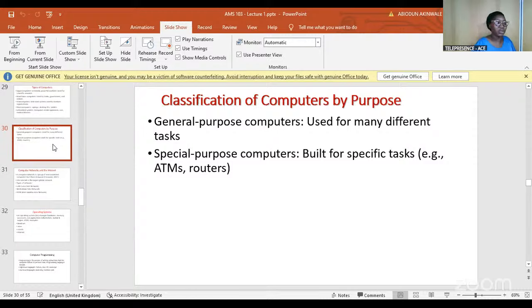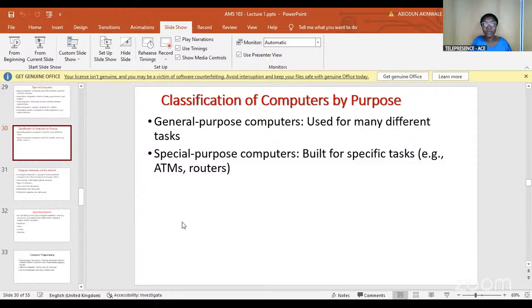Okay, classification of computers by purpose. Okay, me, I don't have it. So you have it. Thank you for that. So we have the general purpose computers. This one can handle different tasks, and also I have it now, sir. So we have the general purpose, and then we have the special purpose.